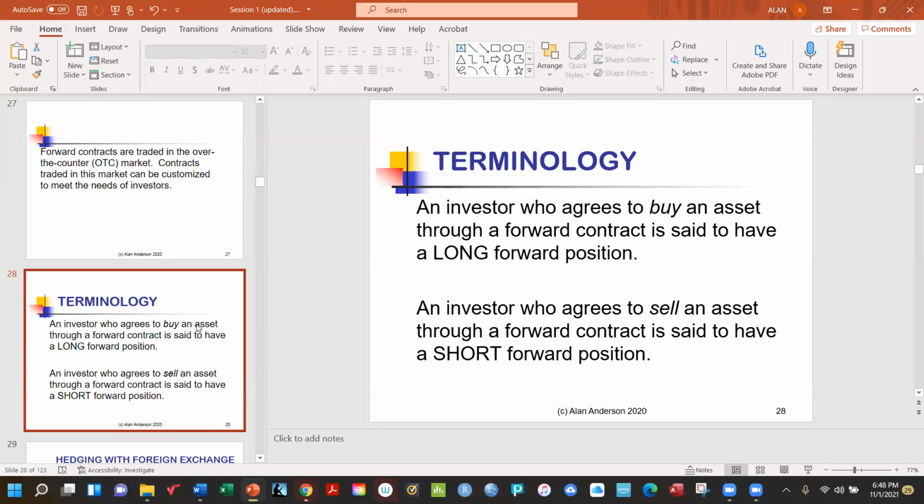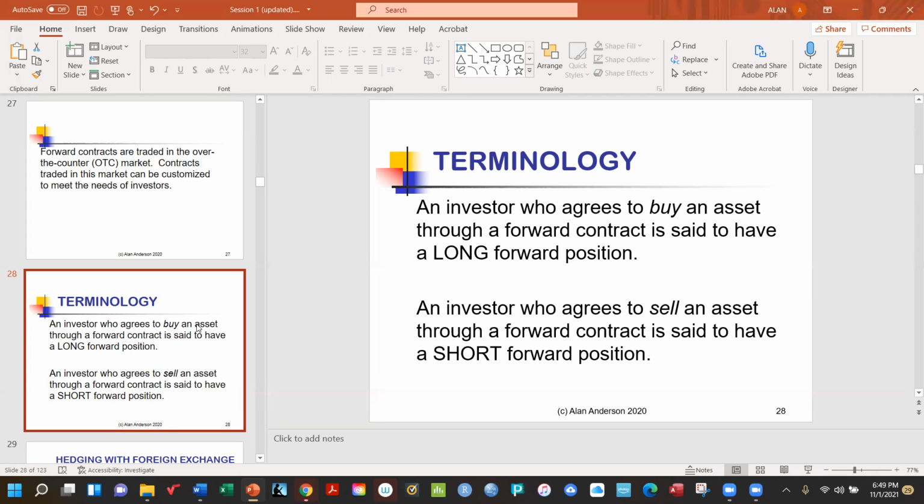Now, sometimes you might need to buy through a forward contract, and sometimes you might need to sell. In Wall Street, the terminology that we use is, when you're buying something, you're taking on what's called a long position. So, if I enter into one of these contracts in which I agree to buy British pounds, that means I have a long forward position. The counterparty to my contract, though, is required to sell pounds to me if I want them to, and they're said to have a short position.